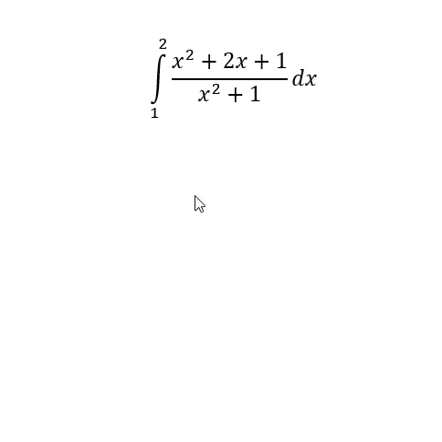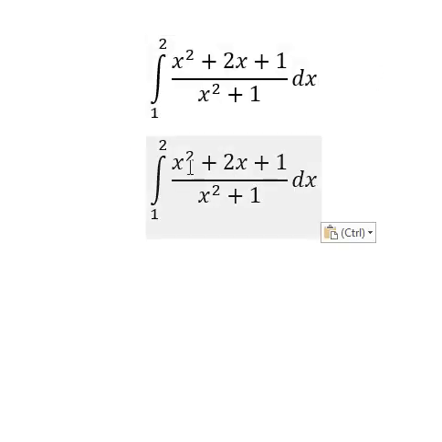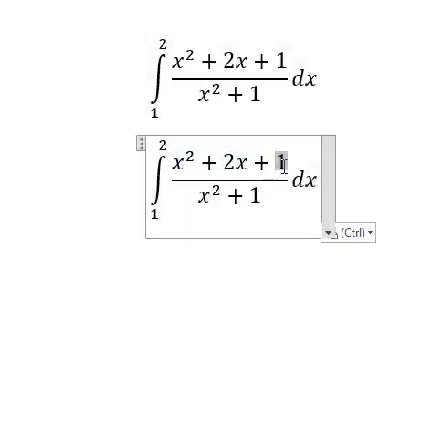Hello everybody. So today I want to talk about integration. So x squared plus 1, we divide by x squared plus 1 and we got number 1.